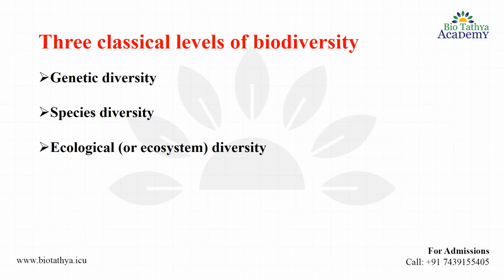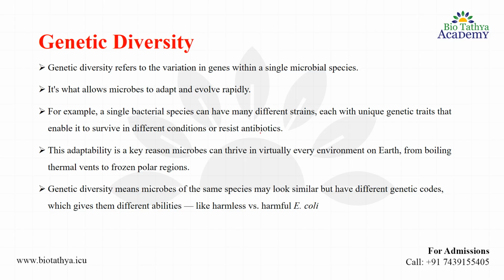Now, coming to the three classic levels of biodiversity: genetic diversity, species diversity, and ecological diversity. Genetic diversity. From the term genetic diversity, what can we predict, or what can we understand? As the term genetic comes, we can understand that it is somehow related to our genes. So, obviously, the diversification of genes in our body will be genetic diversity. So, let's see what this definition says.